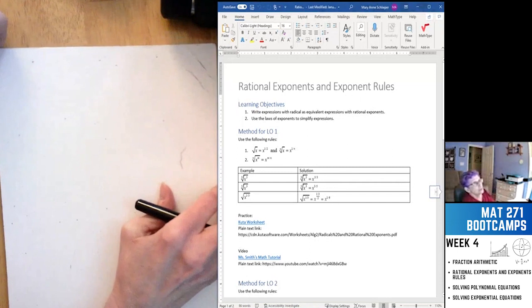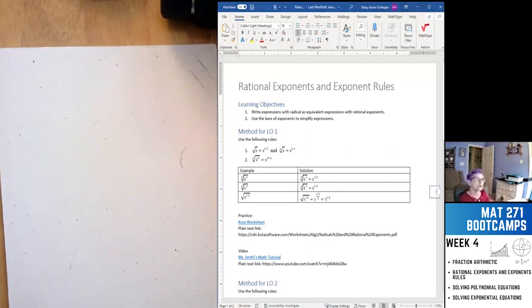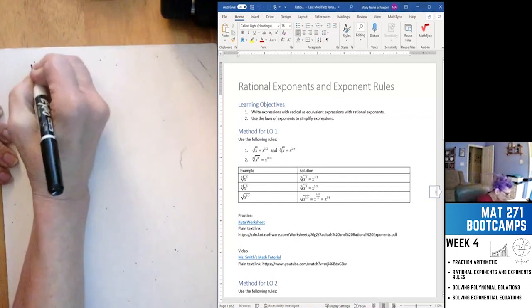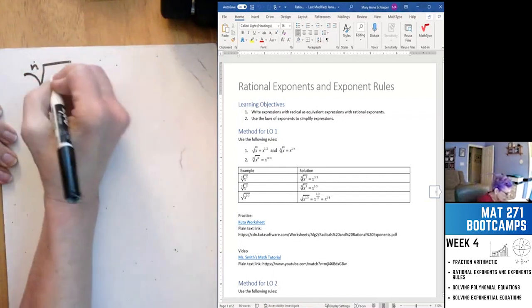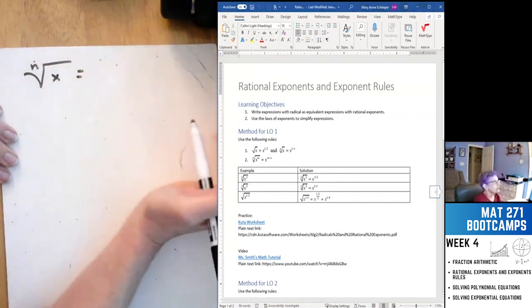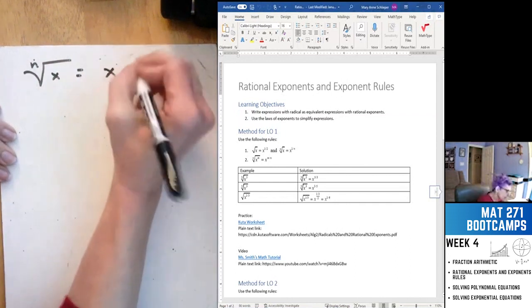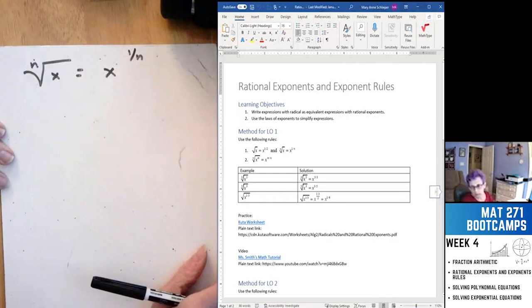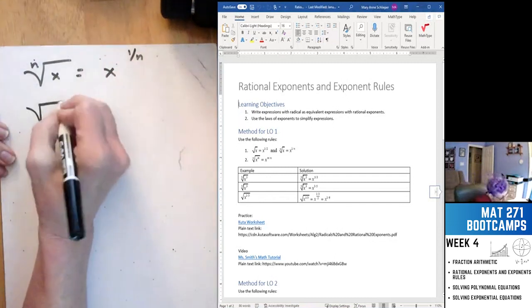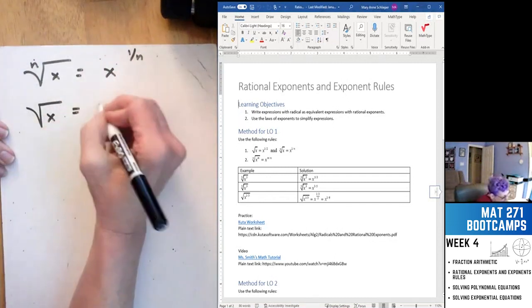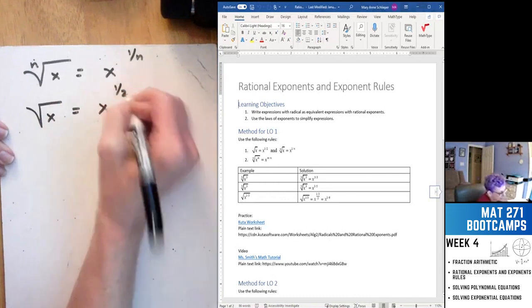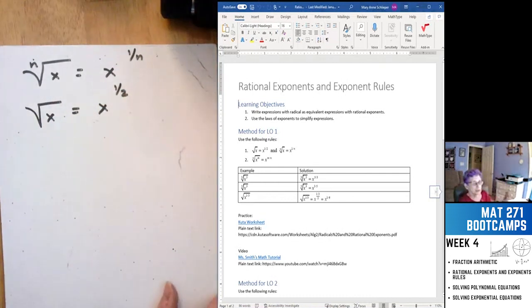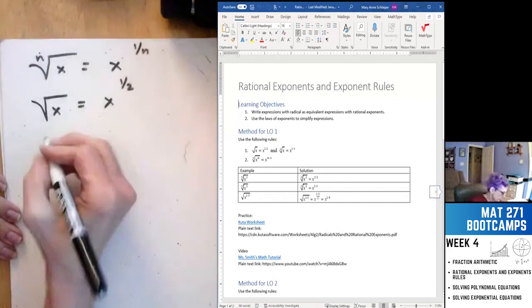So first thing we're going to do is rewrite radicals with rational exponents. If you're taking the nth root of x, that's the same thing as x raised to the 1 over n power. If there's no little number there, we assume it's a 2. So square root is x to the 1/2 power.